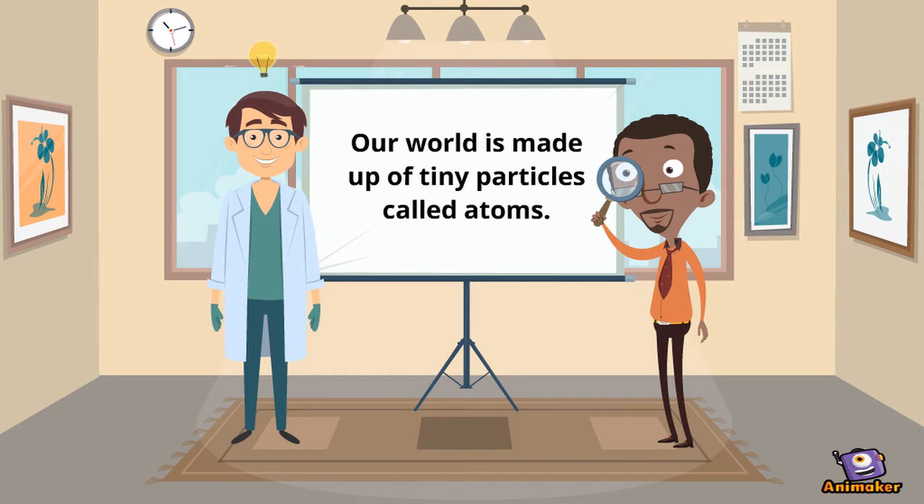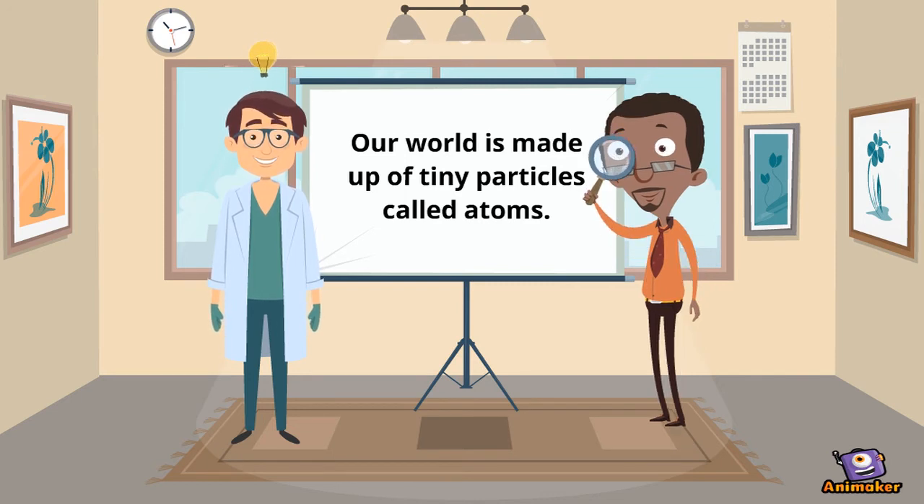In 460 to 370 BC, Democritus and Leucippus created the first atomic theory. Their theory stated that the world was made up of tiny particles called atoms. The word atom means indivisible in Greek, since at the time it was believed to be exactly that.